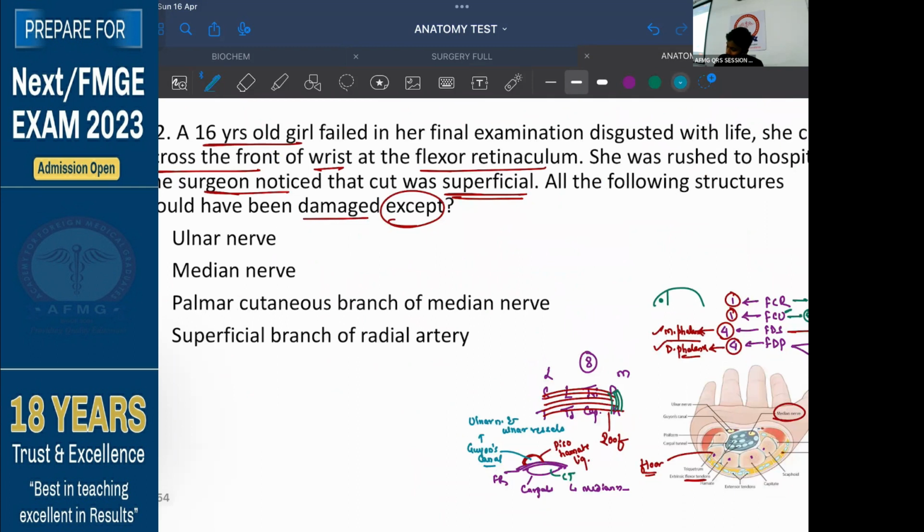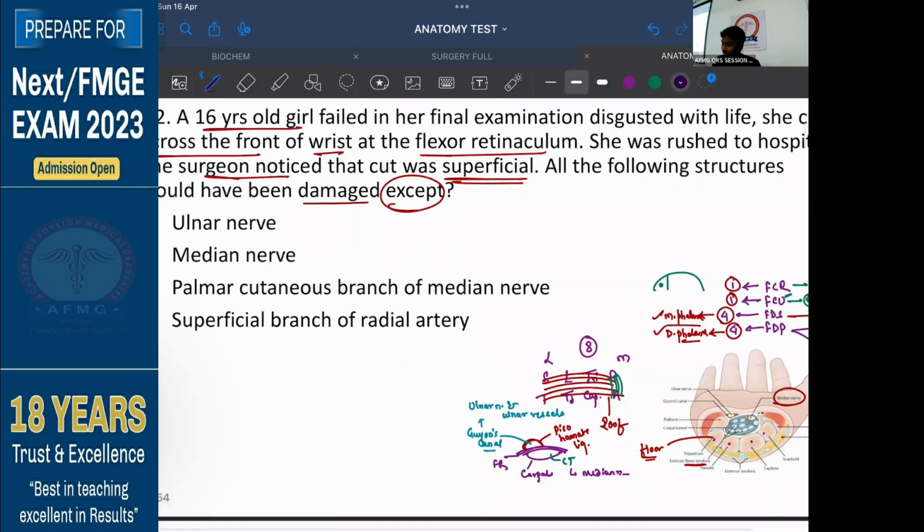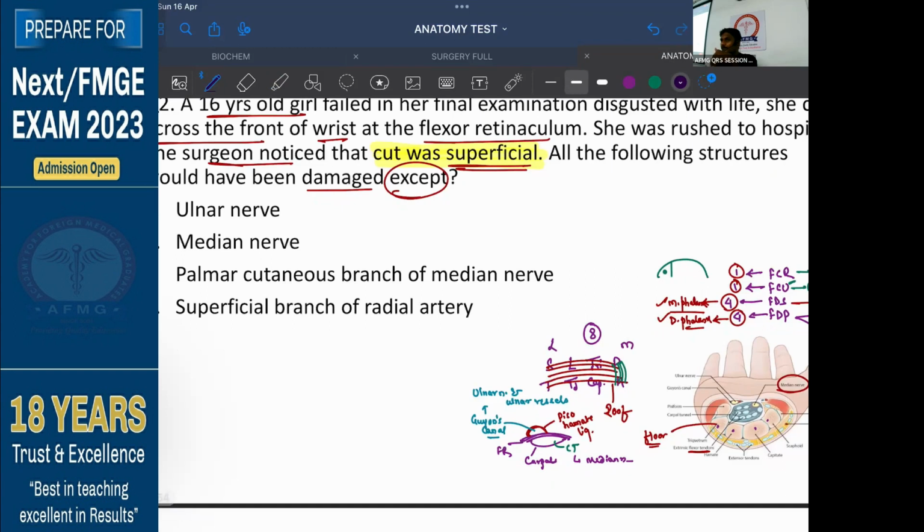Option A says, all of the following structures would have been damaged except. So all the structures which are superficial will be damaged. Okay, why? Because they have said that the cut was superficial. So all the superficial structures will be damaged. Option A says ulnar nerve. Ulnar nerve is superficial or deep? It is superficial. It is in the Guyon's canal itself. Therefore, it should be injured.